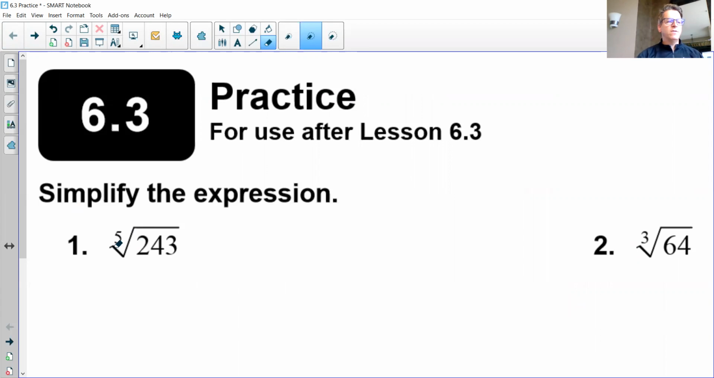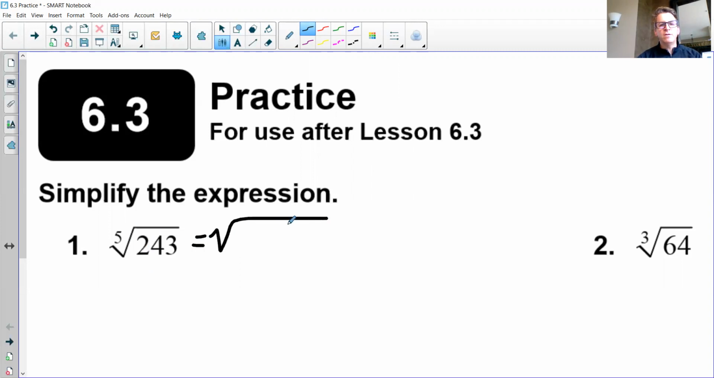We have the fifth root of 243. So we're looking for the number that when multiplied by itself 5 times in a row, you get 243. So the fifth root of 243 is, if you expand 243 out as 3 times 3 times 3 times 3 times 3, the fifth root of 243 is 3.